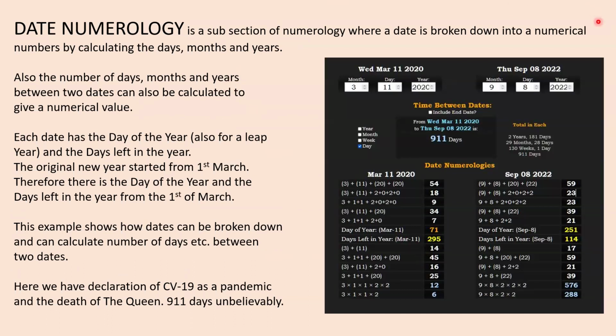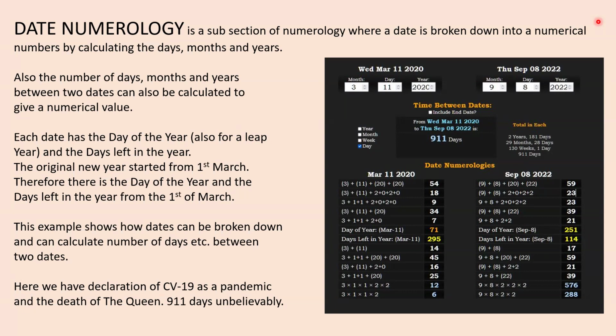Date numerology is a subsection of numerology where a date is broken down into numerical numbers by calculating the days, months, and years. Also, the number of days, months, and years between two dates can also be calculated to give a numerical value. Each date has the day of the year, also for a leap year, obviously one day more after the 29th of February, and the days left in the year. The original New Year started from the 1st of March, which was the Roman calendar. Therefore, there is a day of the year and days left in the year from the 1st of March.